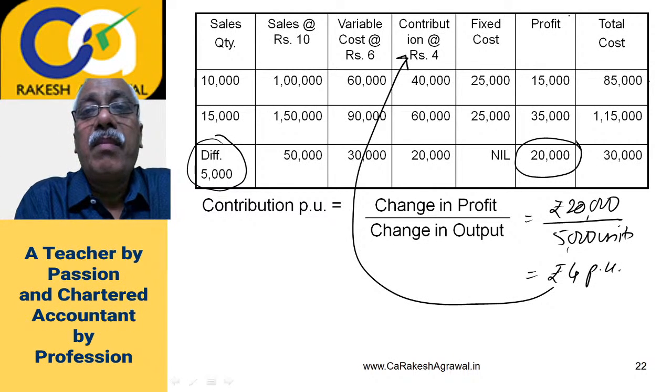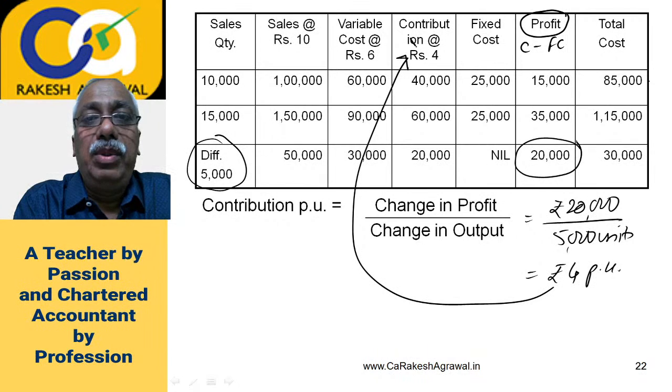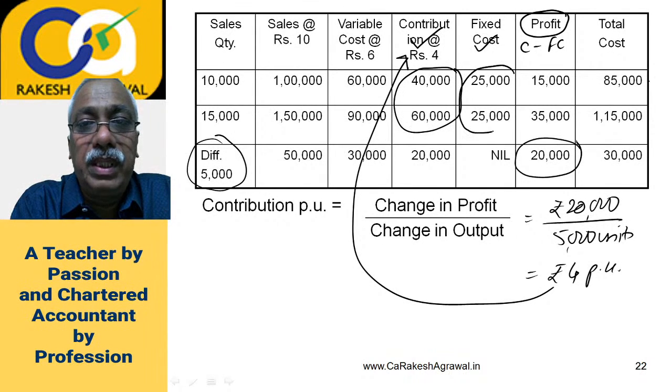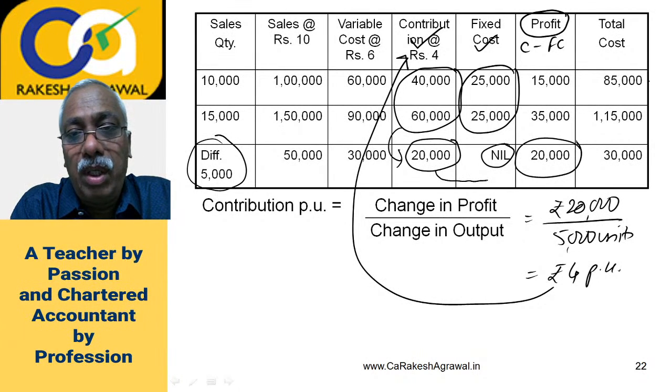Check carefully. See, this profit is calculated as contribution minus fixed cost. See, this is your contribution. This column is fixed cost. Now you will notice only contribution is changing with change in output, but fixed cost is not changing with change in output. Now check the change in contribution. Change in contribution is 20,000. However, change in fixed cost is 0. So don't you think the entire change in contribution is affecting the change in profit?